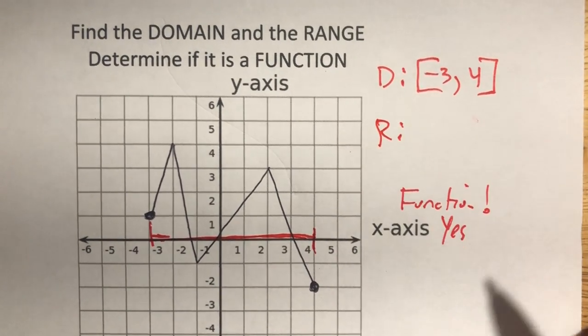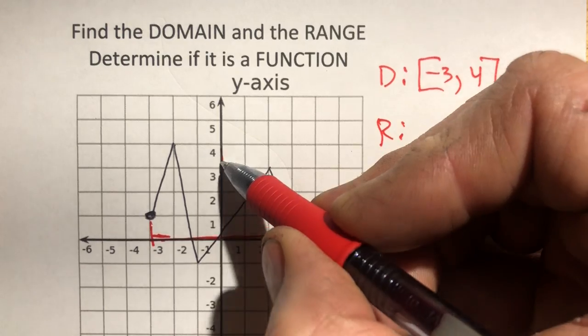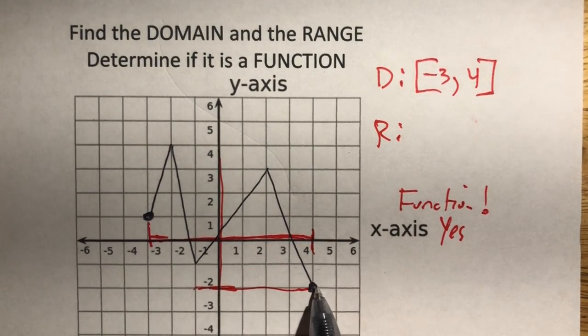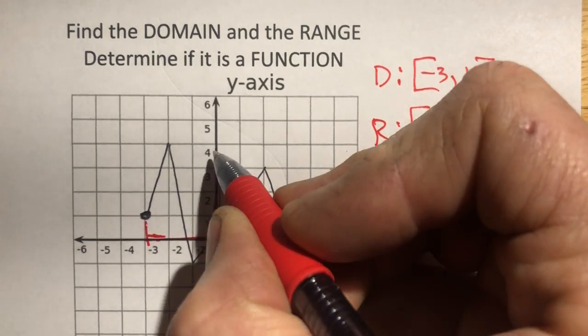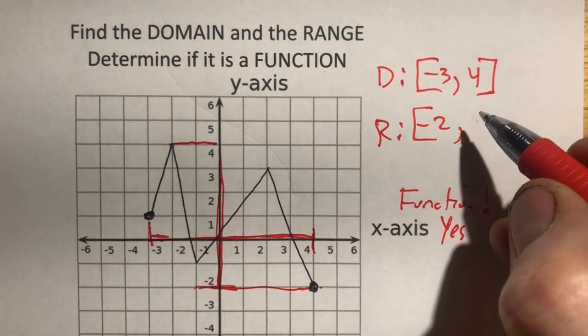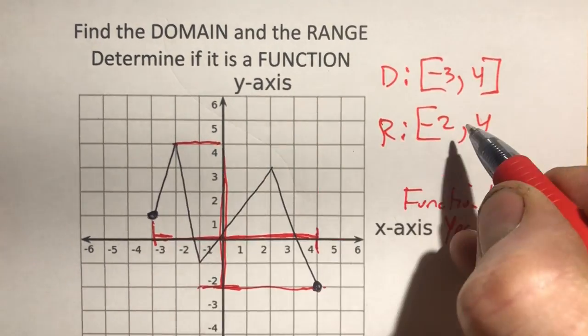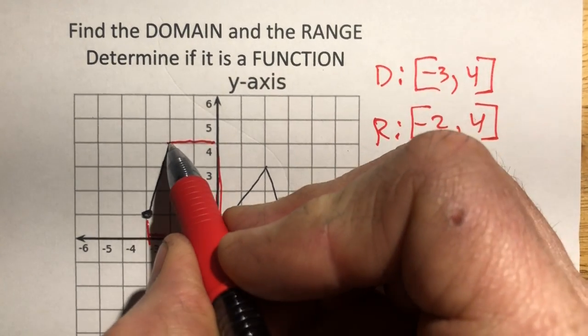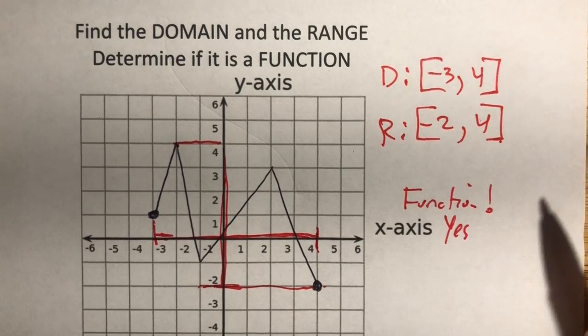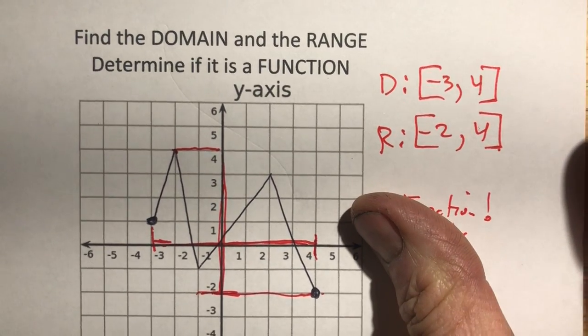My range is my y's, up and down. The furthest down it goes is right here, -2. And it's included. The furthest up it goes looks like it's up here at 4. And it's included, so we put a bracket. Because it looks like it hits the line, so we're going to consider it included. All right, a couple more here.